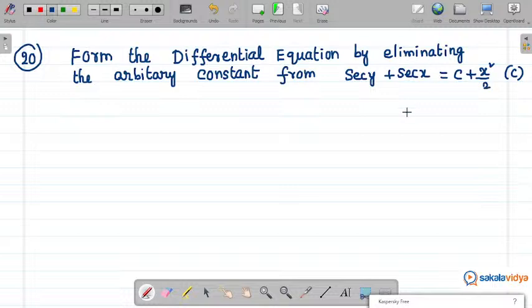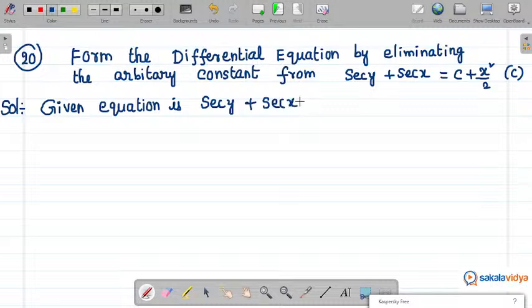How many arbitrary constants are present in the given equation? Only one. So differentiate one time so that you will get the answer. Right. Let us proceed for the solution. Solution. Given equation. So given equation is secant y plus secant x equals c plus x square by 2, say equation 1 this is.